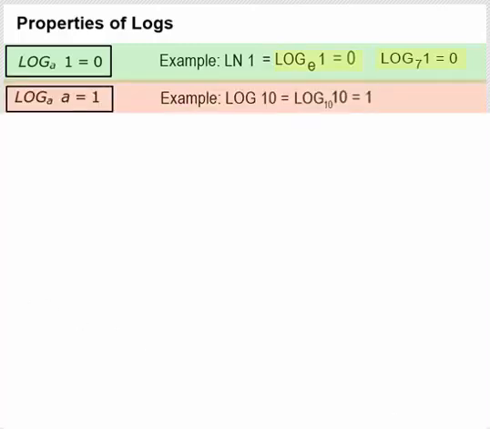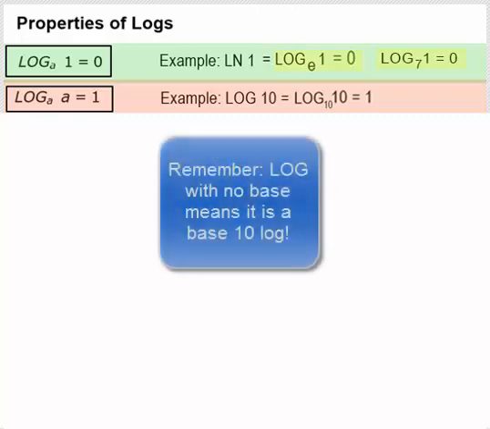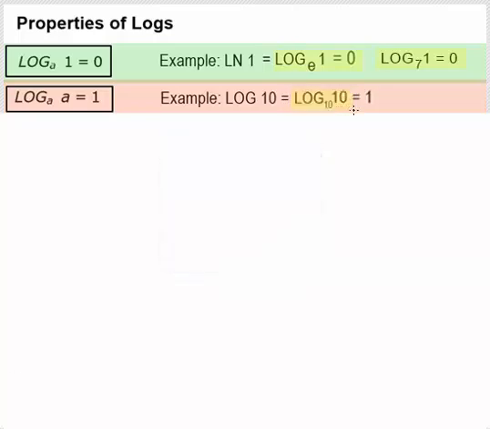The next property is base a log of a will equal 1. Here's an example. Log of 10 equals 1 because log of 10 is the base 10 log of 10, and that equals 1. Another example, ln of e, which is log base e of e, will equal 1. Or we could have log base 3 of 3, that will equal 1. Or log base 7 of 7, that will equal 1. It applies to any base.